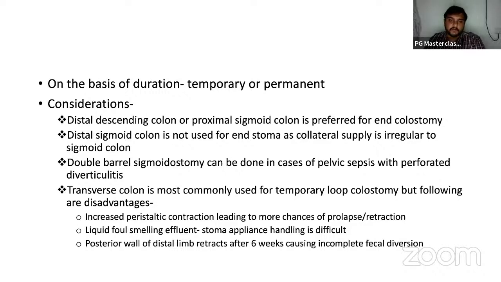On the basis of duration, colostomy can be divided into temporary or permanent. Considerations while doing a colostomy: the distal descending colon or proximal sigmoid colon is preferred for end colostomy. The distal sigmoid colon is not used for end stoma as collateral supply is irregular to the sigmoid colon and sigmoidal arteries are end arteries. Double barrel sigmoidostomy can be done in cases of pelvic sepsis with perforated diverticulitis.